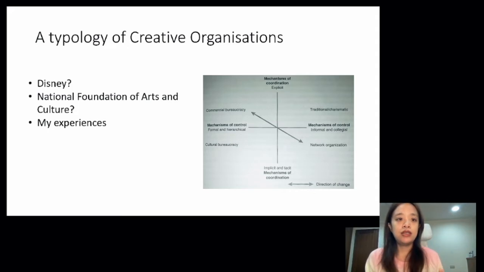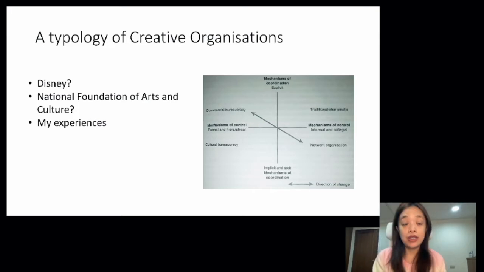As we already covered the typology of creative organizations, I would like you to think about where Disney will fall in this typology. I guess we could all agree that it is probably more suitable to be placed as a commercial bureaucracy. But also back in the day, it could have started as a network organization, right?